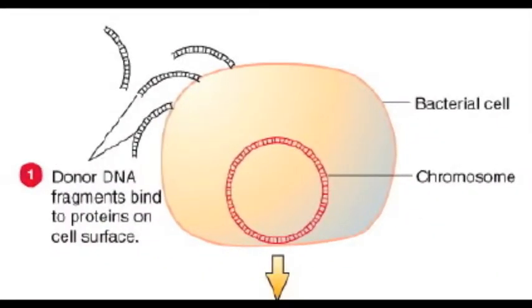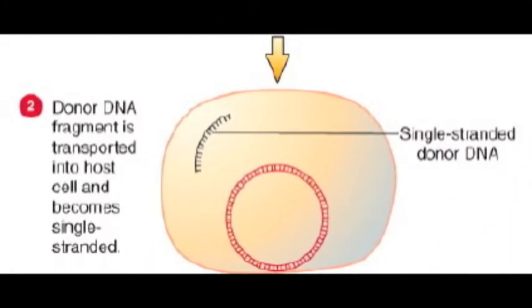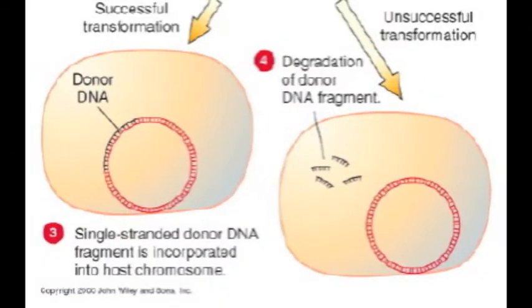First, the donor DNA fragments bind to the proteins on the cell surface. Then, donor DNA fragments are transported into the host cell and become single-stranded. After that, there are two possible outcomes. The first one is a successful transformation, where the single-stranded donor DNA fragment is incorporated into the host chromosome. The second possible outcome is an unsuccessful transformation, where the donor DNA fragments are broken down and are not being used by the host cell.